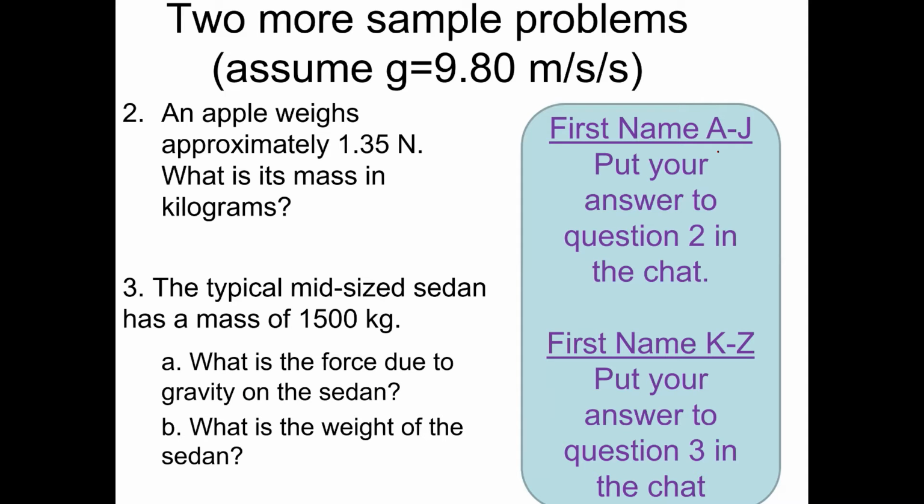Okay, so next problem. I have 2 more sample problems for you, and here's what I want you to do. I want you to do both of them, but if your first name begins with the letter A through letter J, I want you to put your answer to question 2 in the chat when you've got an answer. If your first name begins with letter K through Z, I want you to put your answer to question 3 in the chat. So really, if your first name is K through Z, do number 3 first, and then do number 2, and A through J, do number 2 first, then number 3. Let's take 45 seconds here. Notice for these problems, I'd like you to assume the acceleration due to gravity is 9.80 meters per second squared.